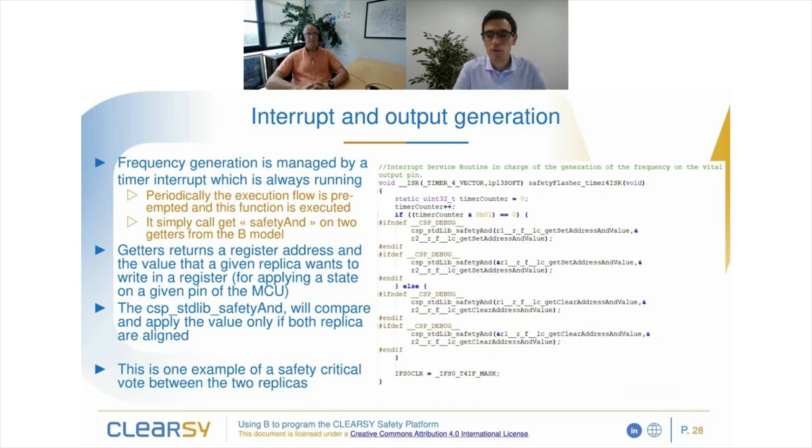And we have two getter functions, one getter function replicated, which is called get set address and value, which returns a pair of an address and the value to apply at this address. And the address is the address of the register of the corresponding pins of the microcontroller. And the value is the value we want to apply on this pin. So this way, we can vote between the two replicas before applying an output in the physical world.